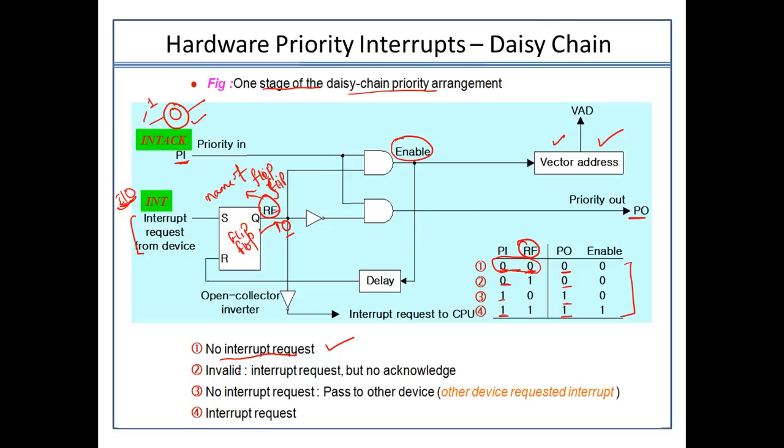Then there comes the second point. When the PI is equal to 0 again, right? Because we have four values defined here, that's why we have to explain two cases of 0 0 and two cases of 1 1. So if the PI is equal to 0 but the RF value is equal to 1 now, then what will happen? In that case we need to depict whether the device has sent the request. So it is again an invalid kind of case, because the interrupt has been sent by the device.